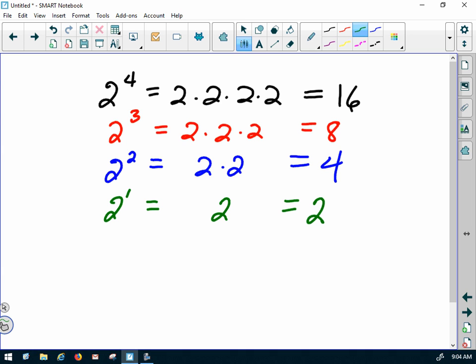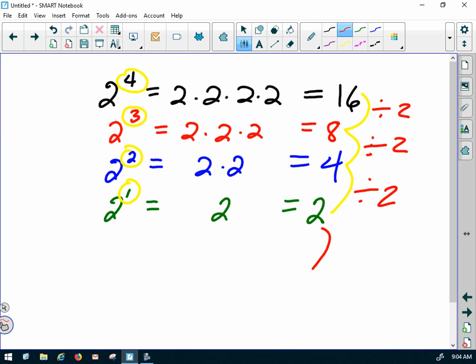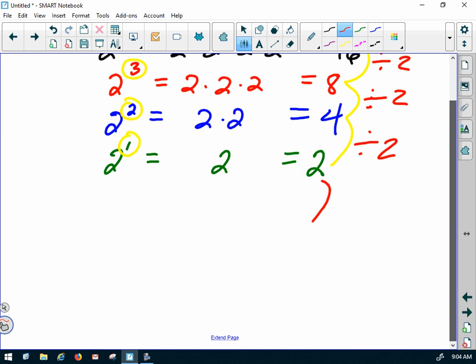Now, I want you to look. Look at the pattern. What do you see here? What's happening? It's going down by 1. The exponents are going down by 1. What happens to get from each of these numbers to the next number? Divide by 2. What's going to be next? 1. But what would the exponent be?